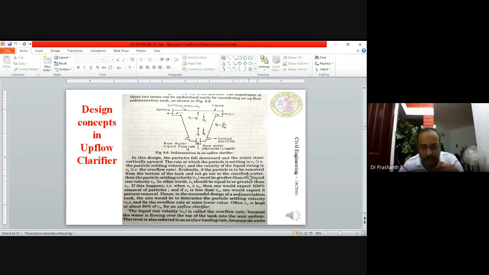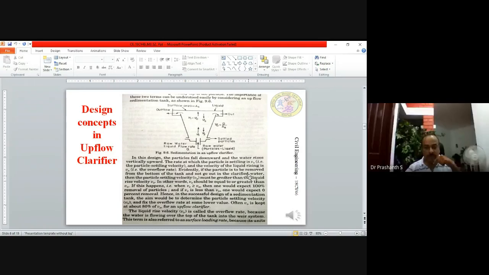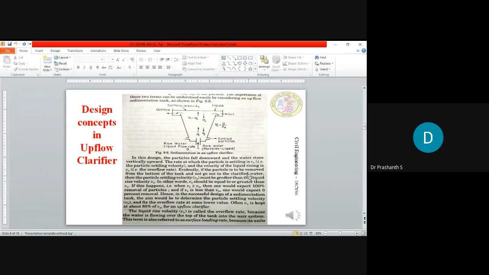Hence, in the successful design of a sedimentation tank, the aim would be to determine the particle settling velocity Vs and fix the overflow rate at some lower value. Often V naught is kept about, so what is V naught? It is kept about 80% of the Vs. Because we have understood Vs is more, then only it will settle. Vs is more than V naught, then only it will settle.